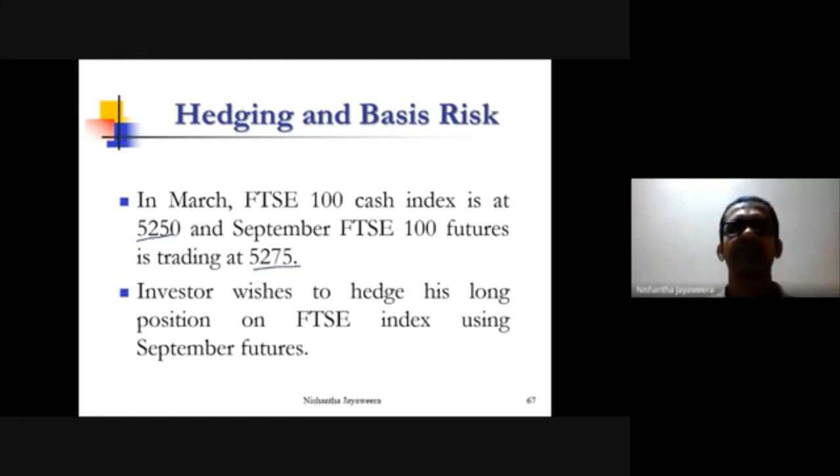Say, if by September this index goes down to 5,000, will you make a profit or loss? You have bought this index and you hold it. You bought it today, paying 5,250. In 6 months' time, the index has gone down to 5,000. Whether you make a profit or loss, you make a loss, right?